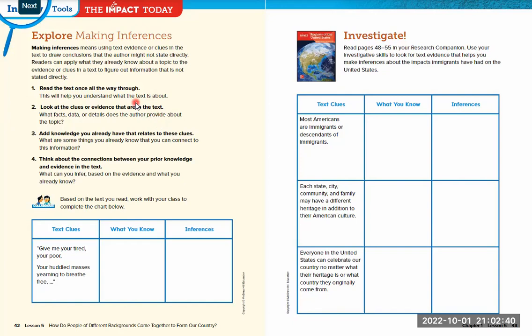And what do you know about that you could say also connects to what the text was saying? And you're going to be writing your inferences down here. Now, each state, city, community, and family may have a different heritage in addition to their American culture. You might be familiar with how someone might have a cultural celebration, and then they might also celebrate different holidays inside the United States. And then they might have their own religious ceremonies separately. All of those things are part of their heritage.